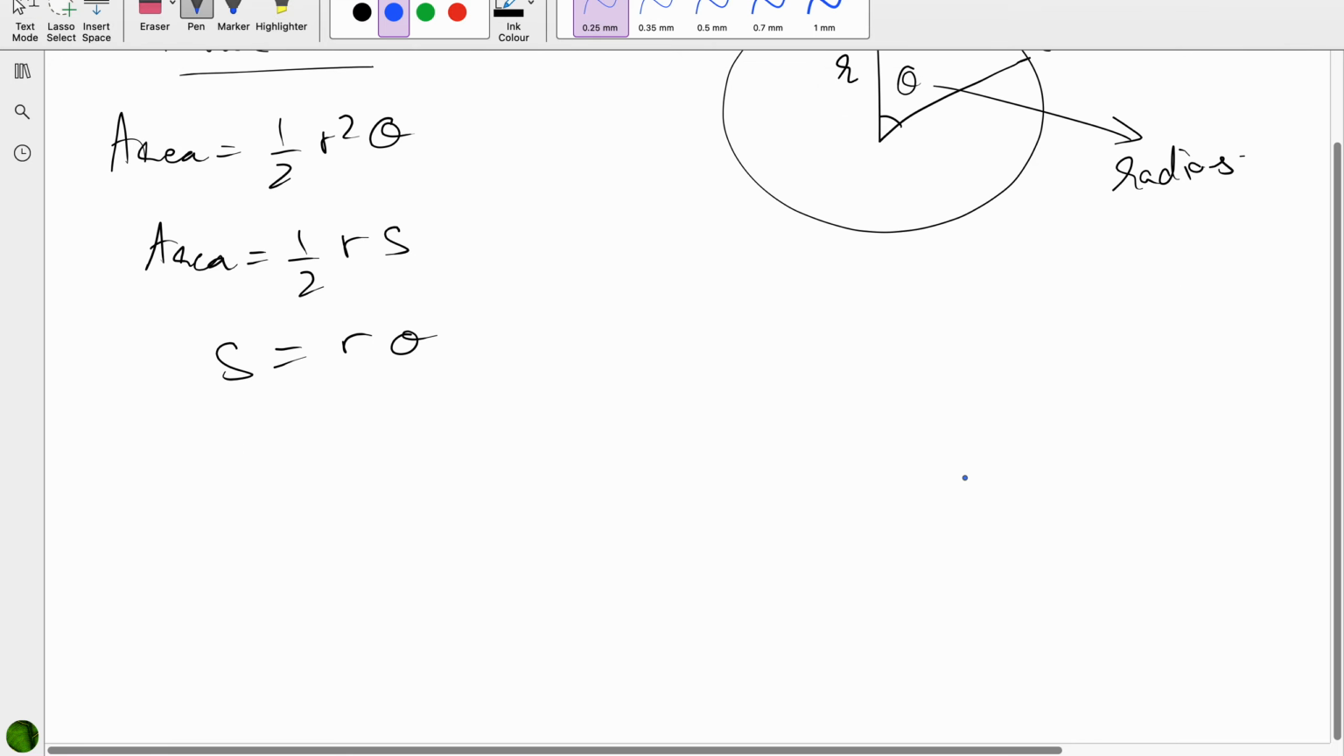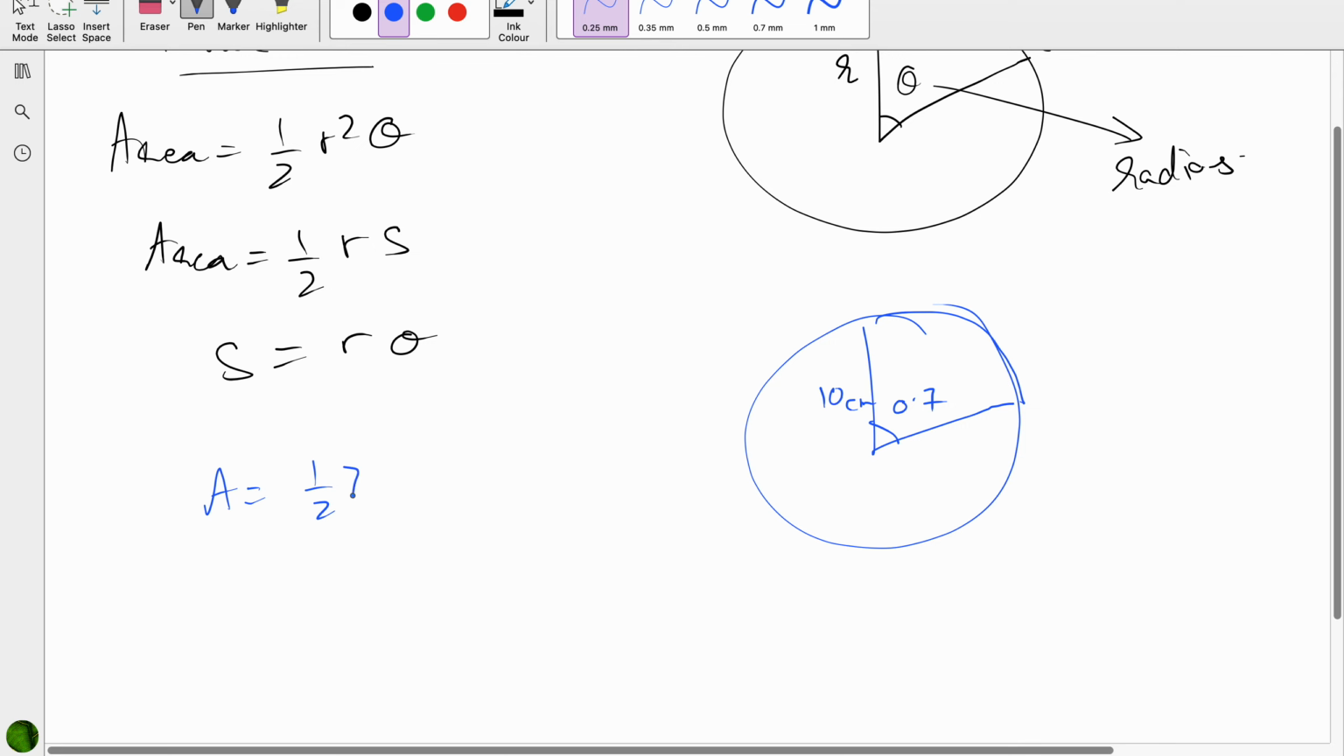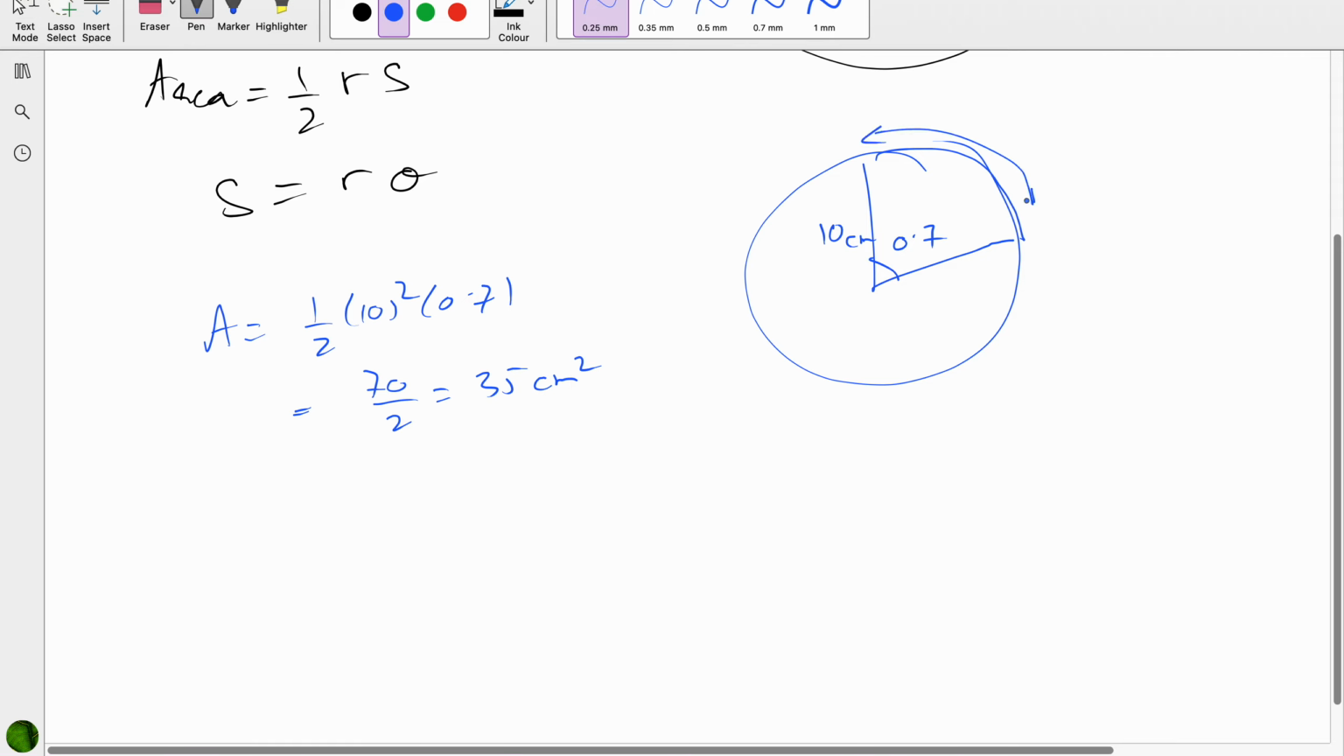For example, if we have a question and the values are that the angle is 0.7, the radius is 10 centimeters, and you are asked about the area. So area is equal to 1 by 2 r squared theta. And if you are asked about the arc length, that would be S equals r theta. So radius times angle, which is in radians, this is the arc length.